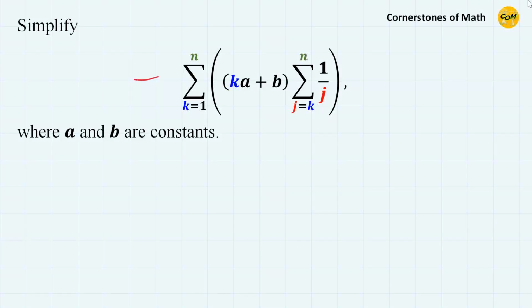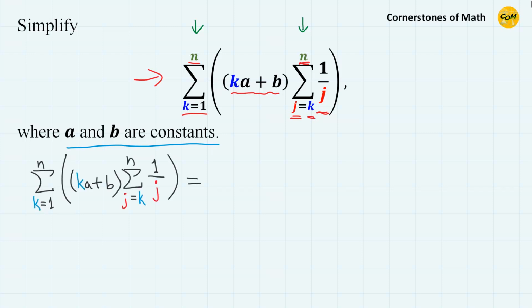Today we will calculate this summation: sigma k from 1 to n of ka plus b, times sigma j from k to n of 1 over j. And a and b are just constants. So there are two sigmas, and although that can be quite intimidating, this one can be easily solved by the neat trick that I'm going to show you.